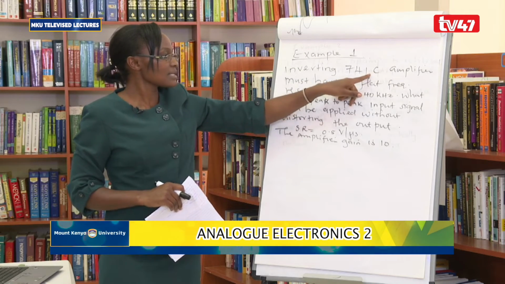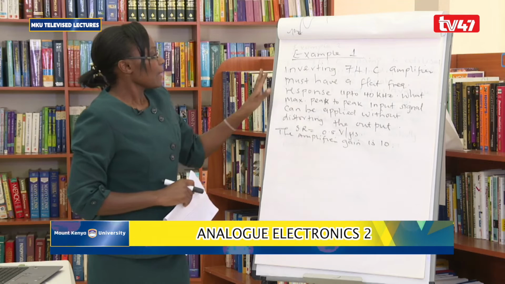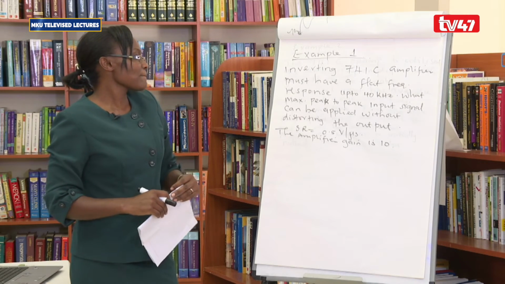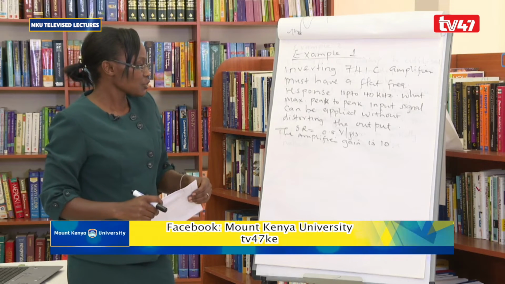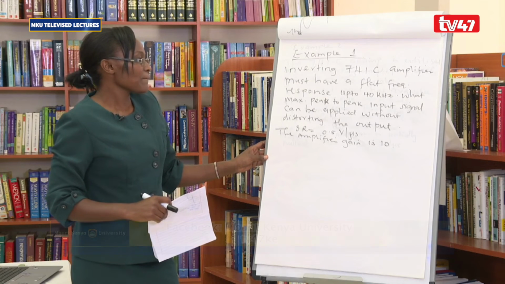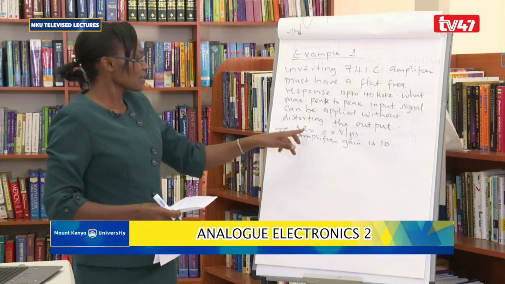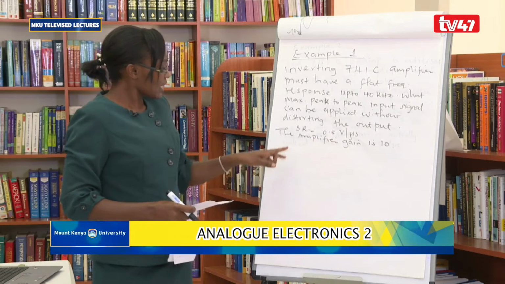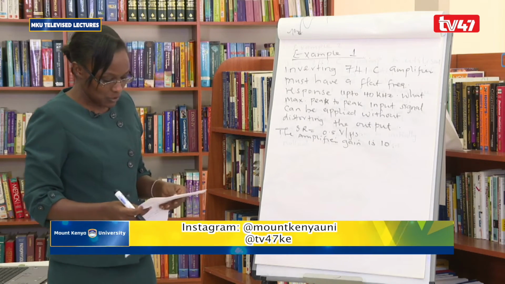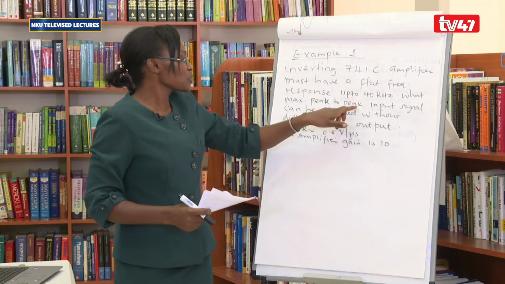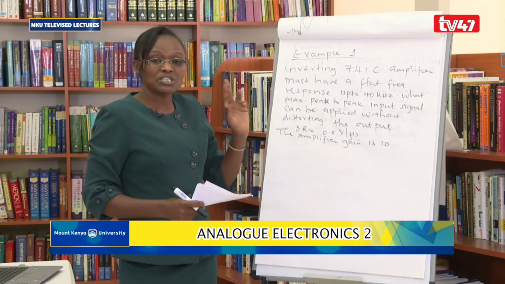Let us look at example number 1. We are told that an inverting 741C amplifier, 741 being an operational amplifier, must have a flat frequency response of up to 40 kilohertz. What maximum peak-to-peak input signal can be applied without distorting the output? You're given the slew rate for the 741 as usually 0.5 volts per microsecond. Then you are also given the amplifier gain as 10.